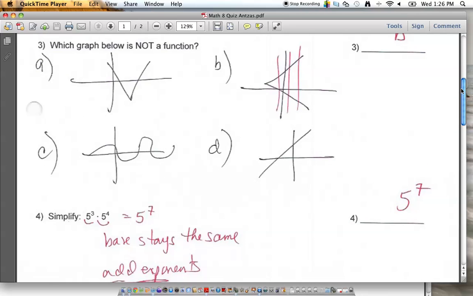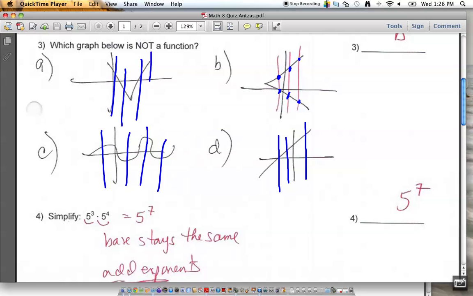Number 3, which below is not a function? The one that's not a function is choice B, because it fails the vertical line test. It touches twice. You only have to touch twice in one place. You don't have to touch twice in all the places. As long as you touch twice in one place or more, then it's not a function. Okay? For all these other ones, when I draw a vertical line, it only touches in one place. So B is the one that's not a function.